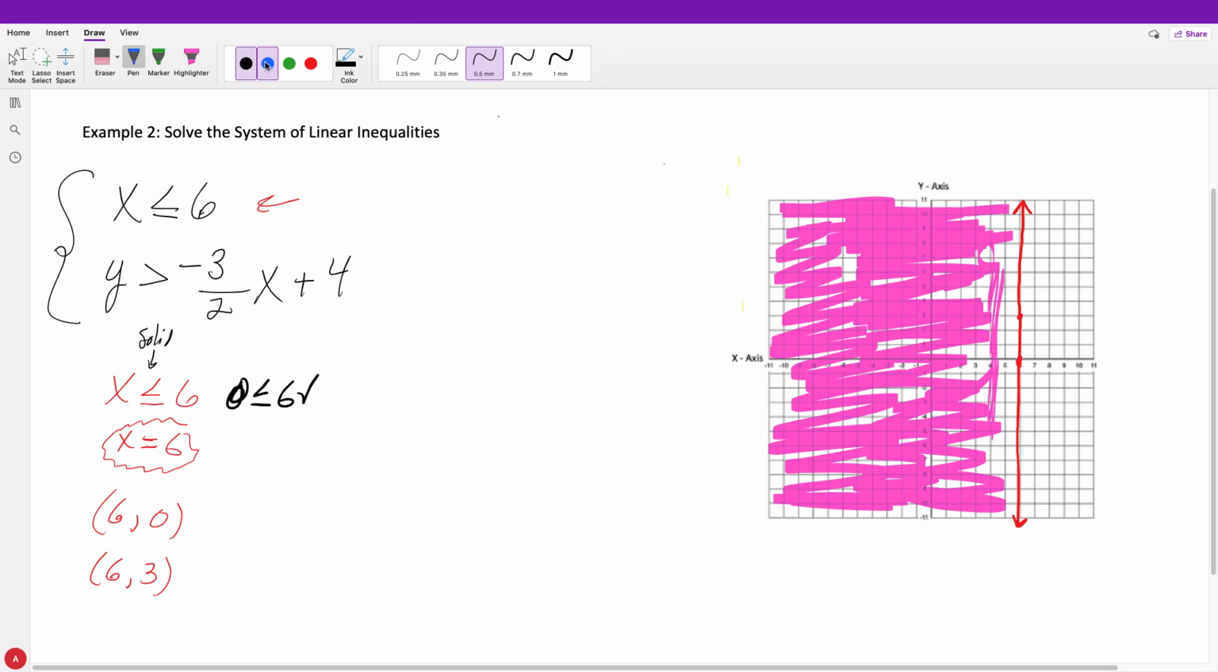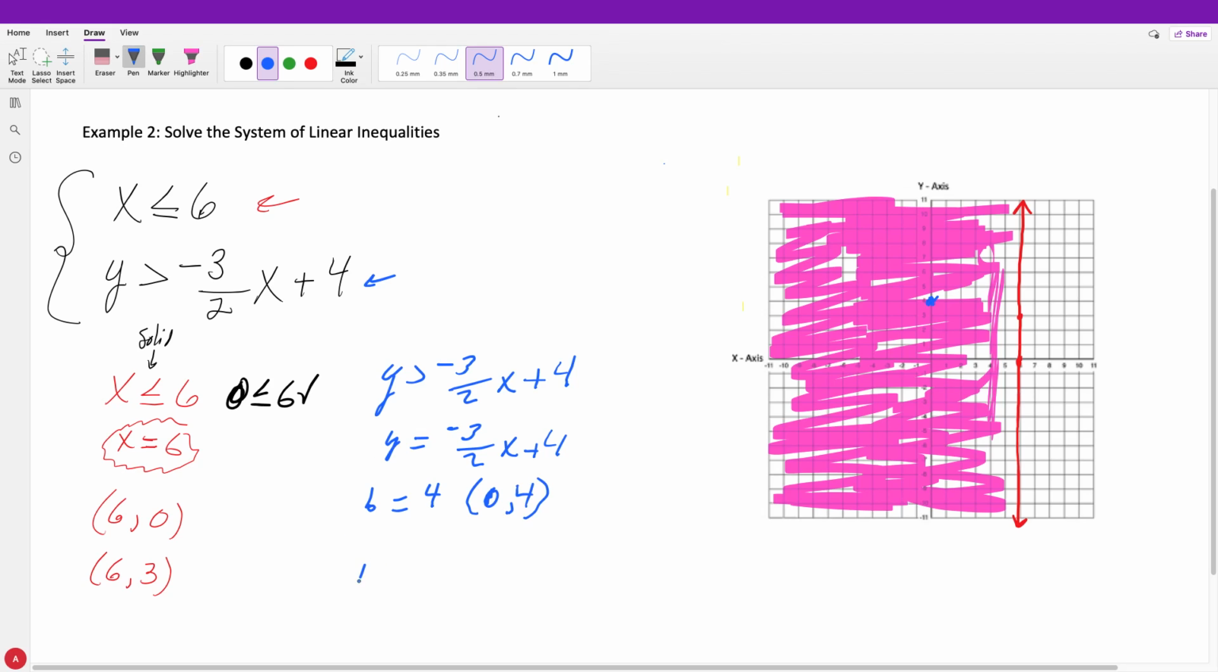So now I'm going to go ahead and graph this one in blue. So now I have y is greater than -3/2 x plus 4. Once again, we're graphing it as if y is equal to -3/2 x plus 4. Our b is equal to 4 in this example, which is then going to give me 0, 4. So here's my point, 1, 2, 3, 4.